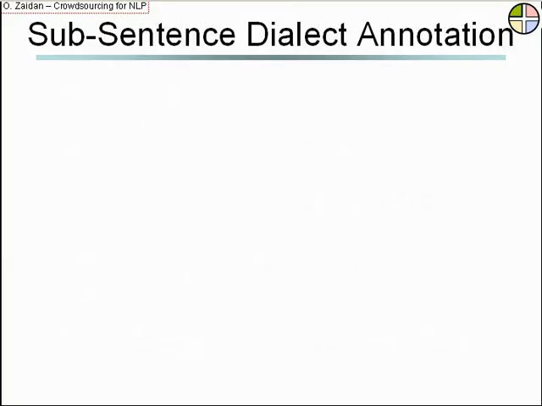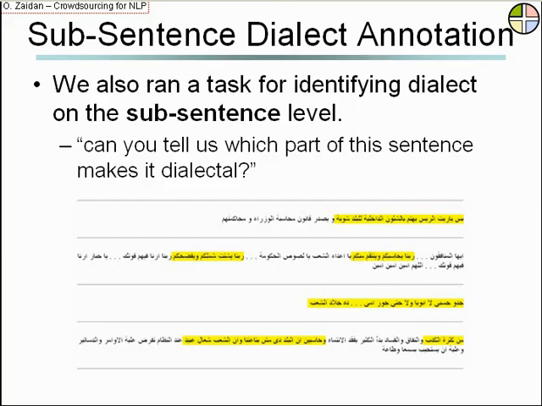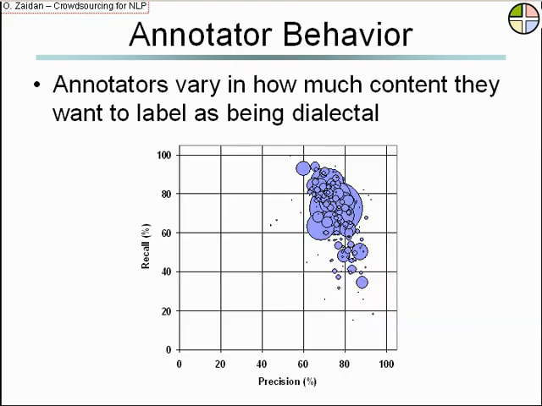Another task that we did was to collect sub-sentence annotations. So we ran a task for identifying dialect on the word level. We basically asked people, look at these dialectal sentences and please tell us which parts of these sentences make them dialectal, and they can highlight it for us as in these examples. And again, here we see some interesting annotator behaviors because annotators vary in how much content they annotate as being dialectal and how they do it.